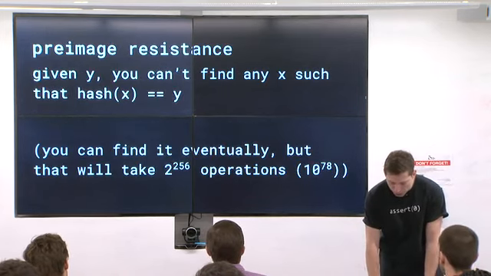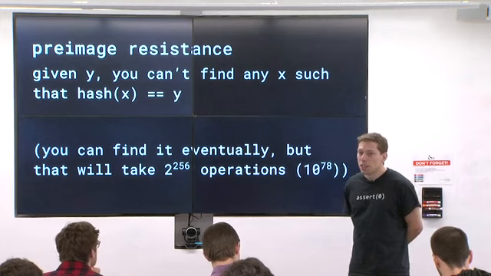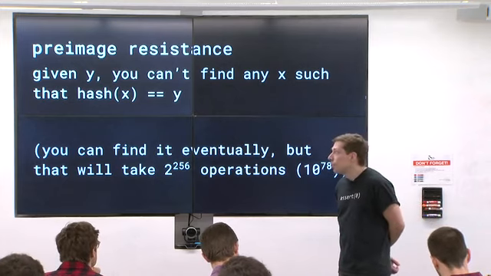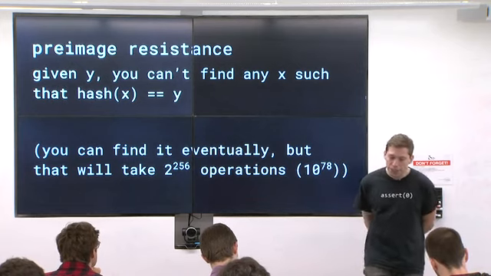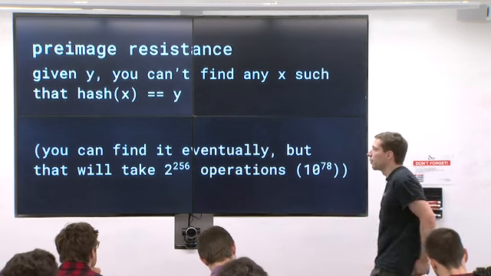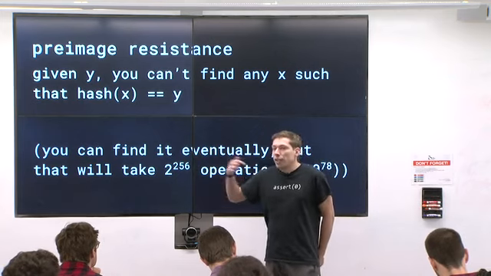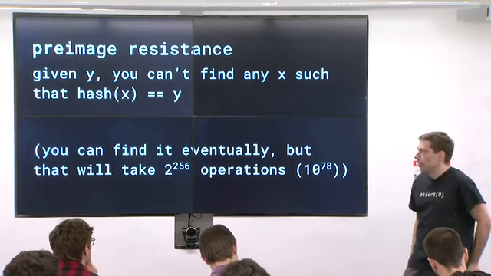Okay, so a pre-image is the thing that came before the output. So it's sort of a mathy term, but the idea is, okay, if you know y, you can't find any x such that the hash of x is equal to y. So if I give you a hash output, and that's all I give you, you should not be able to find an input that leads to that output. So if I just say, hey, here's a hash output, it's 35021 FF, whatever, some long string, you won't be able to figure out what I used to put in to get that. Of course, you can find it eventually, right?